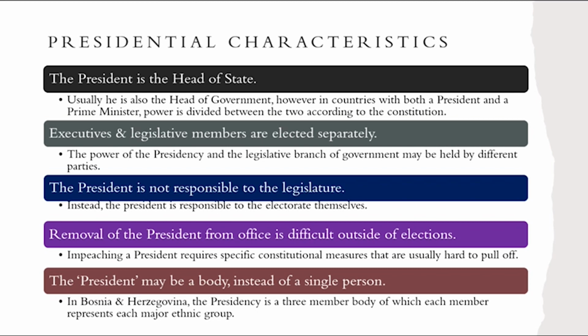So for example, in Bosnia and Herzegovina, the presidency is a 3-member body of which each member actually represents each major ethnic group. Instead of one, the president is a 3-member body. So that is all for the characteristics.